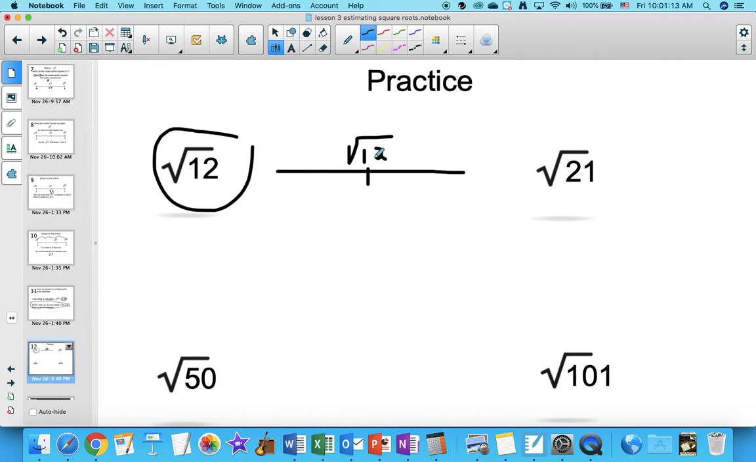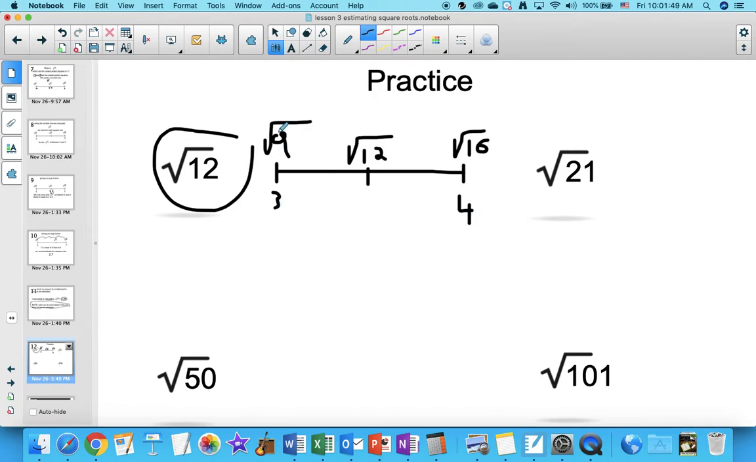Okay, what is a perfect square that is smaller than 12? Well, 9 is a perfect square, so 9 is the one I'm looking for that's below 12. And what's the next perfect square larger than 12? Well, 16, right? 16 is the next largest perfect square. So we know the square root of 9 is 3, and the square root of 16 is 4. So now we know that the square root of 12 is in between 3 and 4.